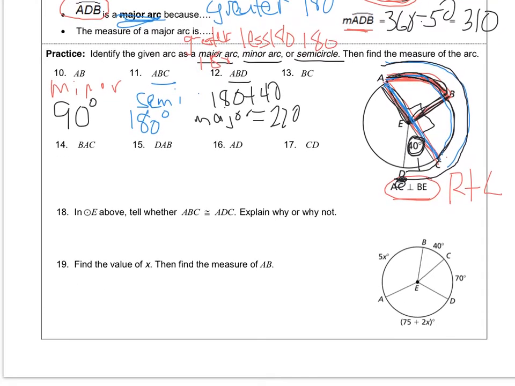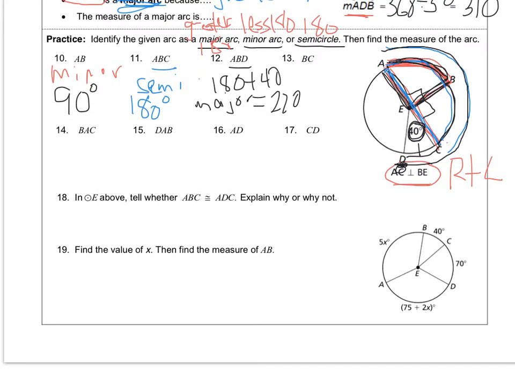All right. So number 18. Number 18 still goes with the same set of problems that we were doing here, the same circle. So let's see what they ask us. They want us to tell in circle E if arc ABC is congruent to arc ADC. Explain why or why not. So ABC, well, we've already done ABC.